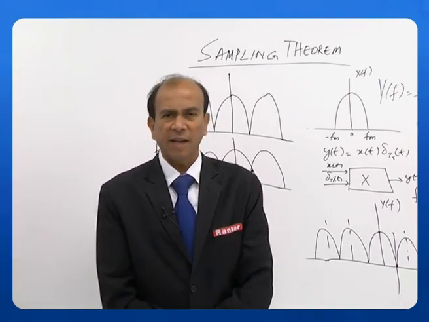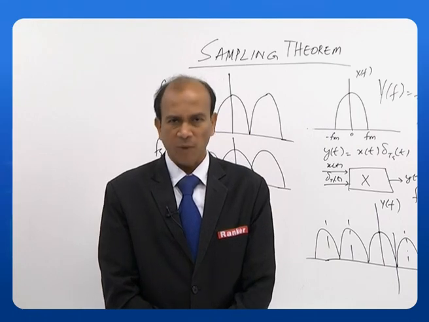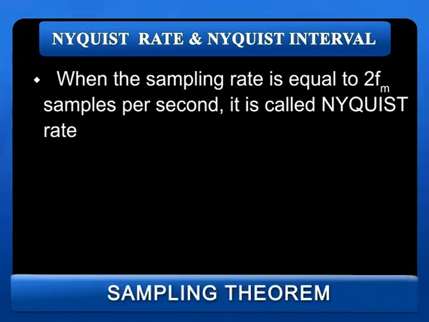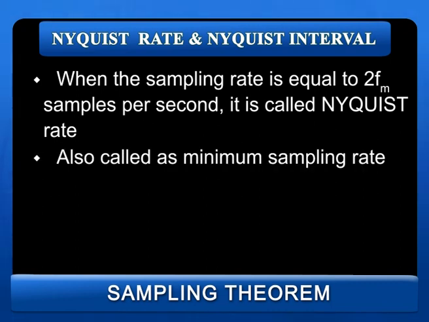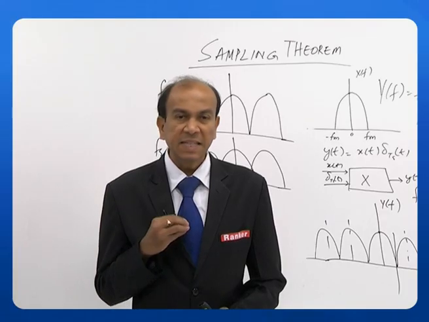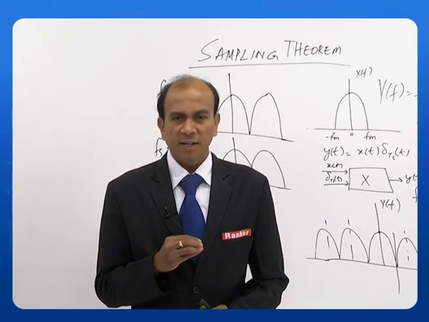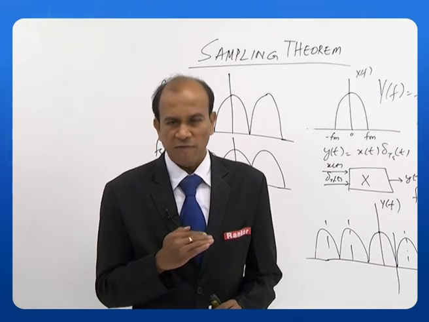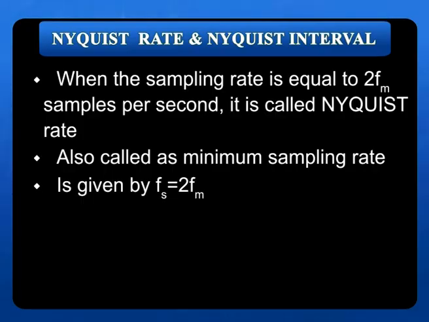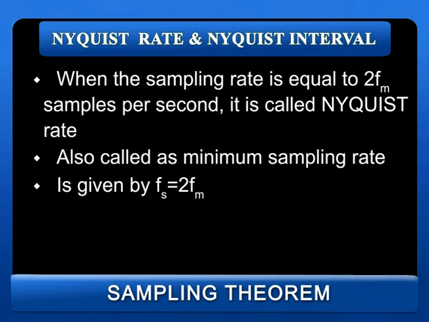Let us see what is called the Nyquist rate and also what is the Nyquist interval. When the sampling rate is equal to 2Fm samples per second, it is called the Nyquist rate. It is also called the minimum sampling rate. Okay? Fs equal to 2Fm is called the Nyquist rate. This is the minimum sampling rate. You can go beyond 2Fm. So, Fs can be greater than 2Fm, but Fs equal to 2Fm is called the minimum sampling rate and is called the Nyquist rate.